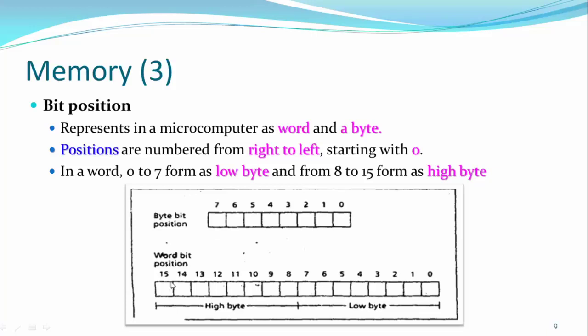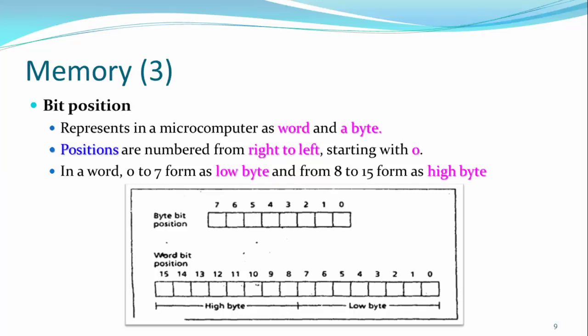And from 8 to 15, it is the high byte. Please do not forget it, because next, when we are going to see the registers, we will have 9 general registers. All these 9 registers will have their length like this in bytes. So every register will have 2 bytes, low byte and high byte.